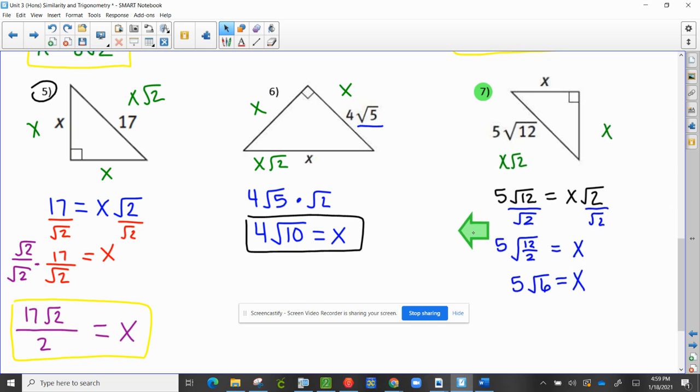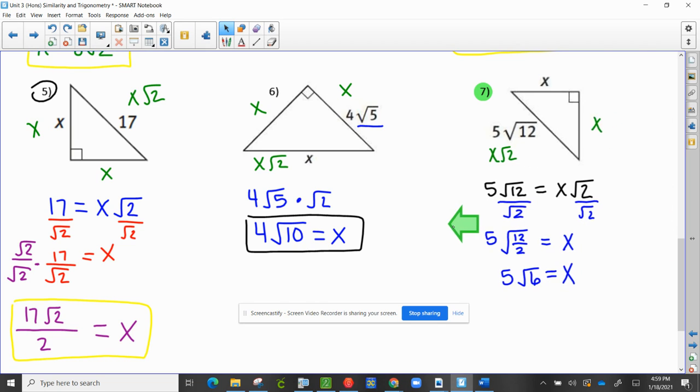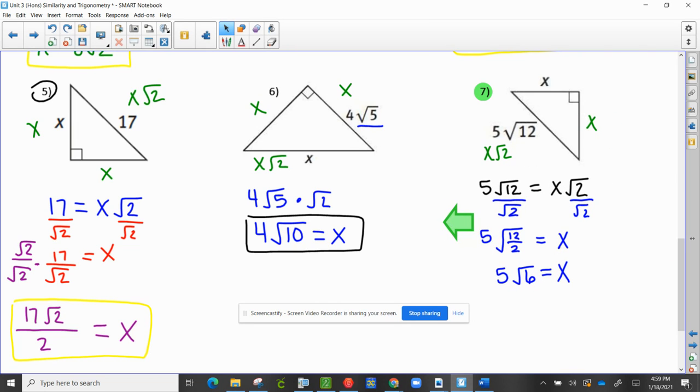Okay, here is the work that I got. So our 2 legs here, we have x and x. Our hypotenuse we consider x root 2. So I set that hypotenuse equal to x root 2 and solve for x. So I divided out the radical. Now this one, since 12 divided by 2 simplifies to 6, we don't have to worry about rationalizing because there's no more radical in the denominator. So this problem is done. Our 2 legs would be 5 root 6.